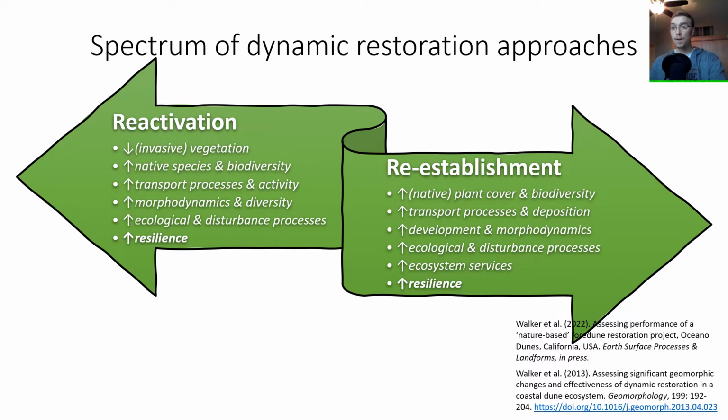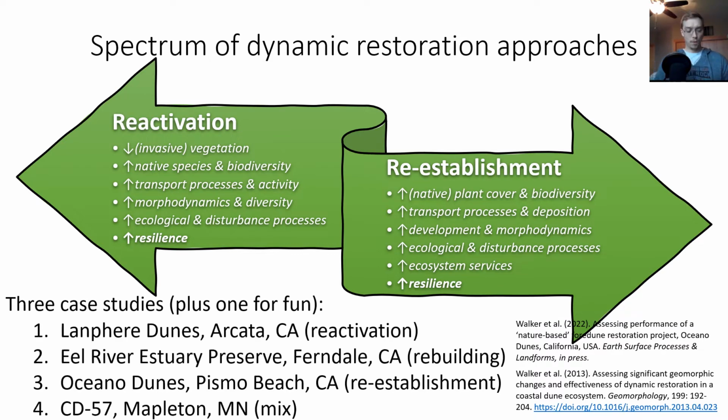So we're going to look at 4 different case studies here. So we're looking at the Landfair Dunes in Arcata, California, which is a case for reactivation. The Eel River Estuary Preserve in Ferndale, California, which is really just a rebuilding. The dune was rebuilt. The Oceano Dunes in the Pismo Beach area, which is a case of reestablishment. And then County Ditch 57, which is an agricultural watershed in Mapleton, Minnesota, so a little bit south of Mankato, if you're familiar with the area. And there was kind of a mix. So we'll talk about all these here in the next number of slides.